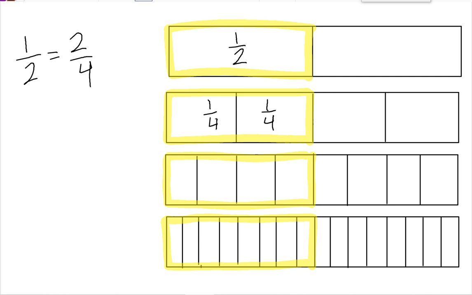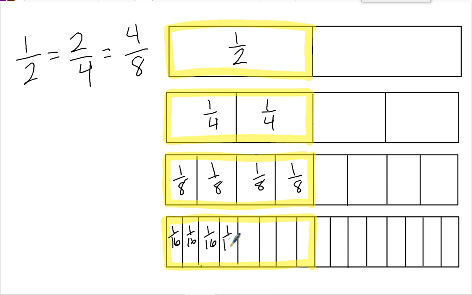Now on the next one, these were our eighths. And you can see that 4 of them, or 4/8, is the same as 2/4 or 1/2. In my last rectangle, it was made up of 16ths, and we can see that 8/16 is the same as 4/8, 2/4, or 1/2. Again, these are called equivalent fractions.